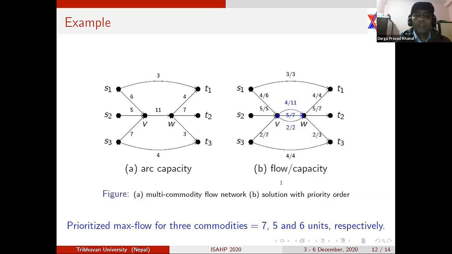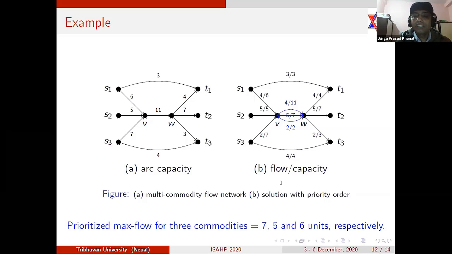In the second path, we can see the arc VW is common to these 3 commodities. So while sending flow on this arc, we have to give priority to the commodities. First priority is given to commodity 1. We can see the bottleneck capacity of S1, V, W, T1 is 6, 11, and 4. The minimum of 6, 11, and 4 is 4. That's why priority is given to commodity 1 with a flow value of 4. After that, on VW, residual capacity is left, 11 minus 4, that is 7. So for the second commodity, the bottleneck capacity will be the minimum of 5, 7, and 7, so that is 5. So the second commodity sends 5 units from S2 to T2.